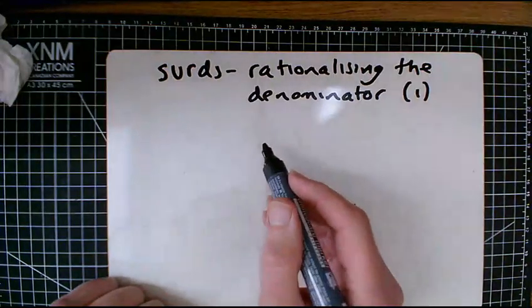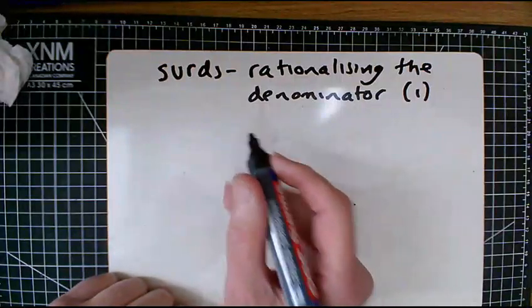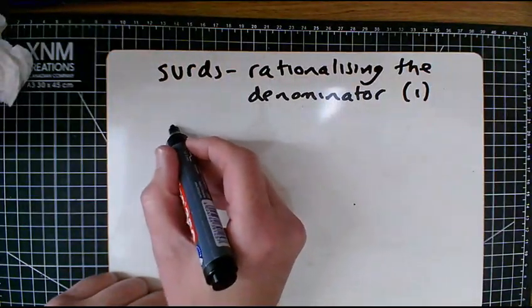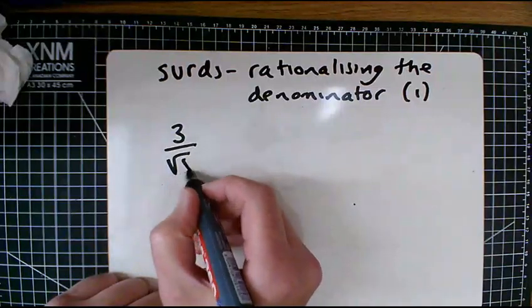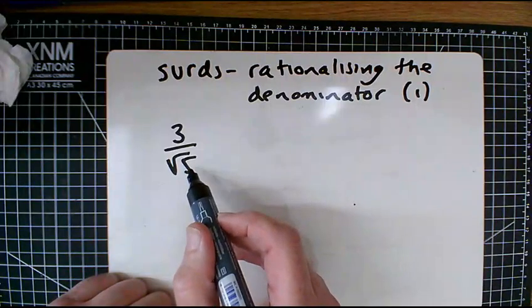So in this video we're going to talk about rationalising the denominator with surds. Let me just explain what that means. Here we have a fraction, and can you see how the denominator is a surd?